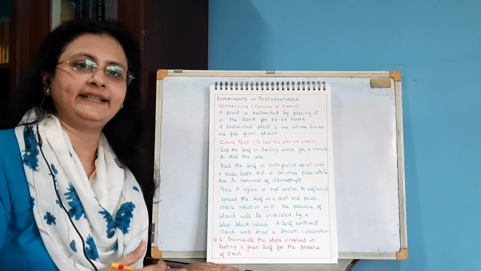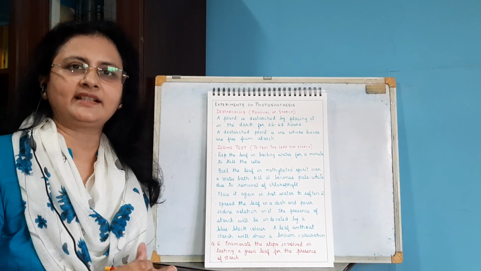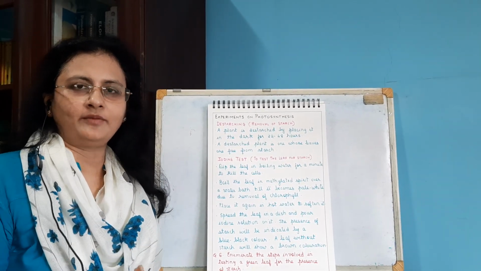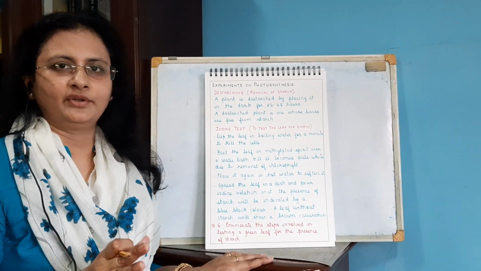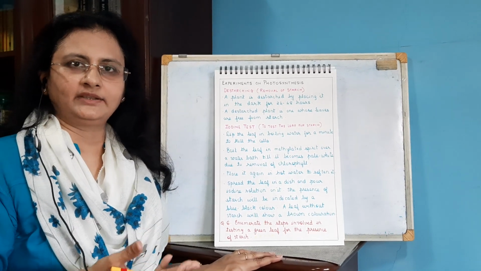Now what do you mean by a destarched plant? A destarched plant is the one in which the leaves are free from starch. So whatever earlier formed starch is present in the leaves should not be there in the leaves. It should be transferred to the storage organs like the leaf stalk or the stem.